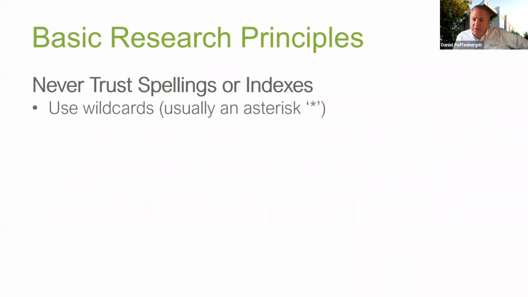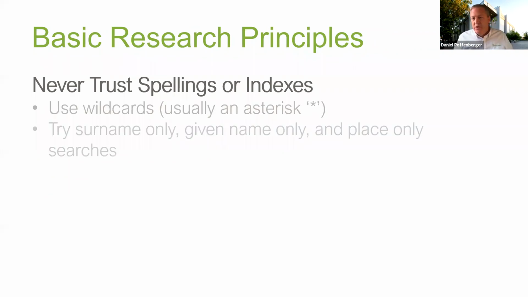So these things happen, right? So again, never trust spellings or indexes. The way you work around this is you use wildcards when you can. And you don't always know with the search. Now, with the major websites, typically you can use an asterisk and multiple asterisks. You can use wildcards. Try searches that are surname only or given name only or place only.